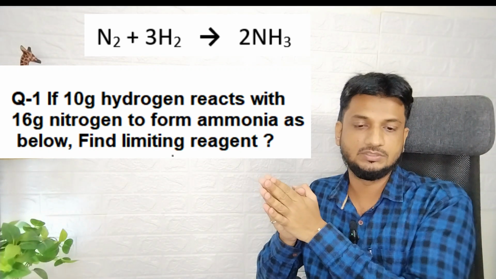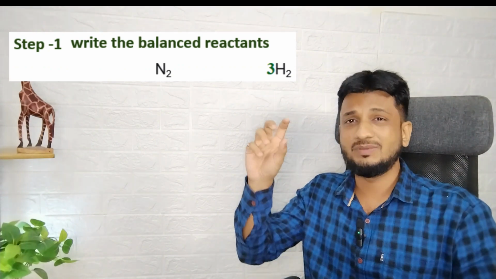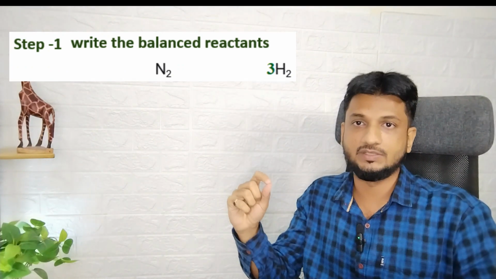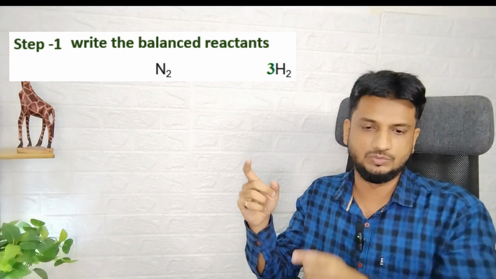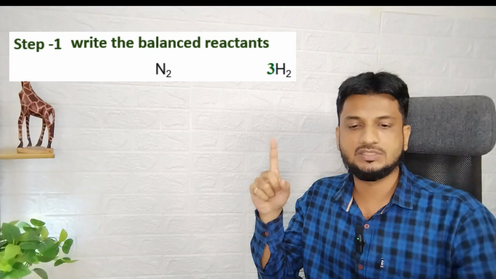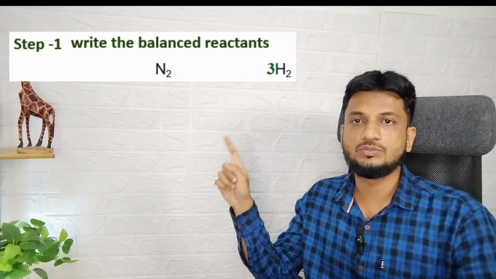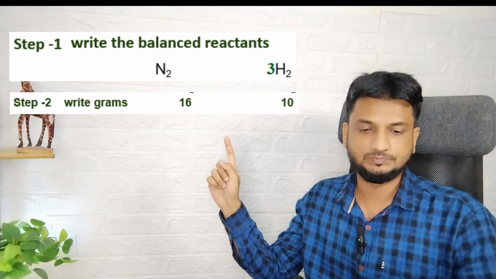So step 1, we first write the balanced reaction as it is. And basically the reactants in the reaction, because the reagent or the reactant has to be one of the two. It cannot be ammonia, being a product. So what is the limiting reagent? The answer should be either nitrogen or hydrogen. So we first write them: N2 and 3H2.